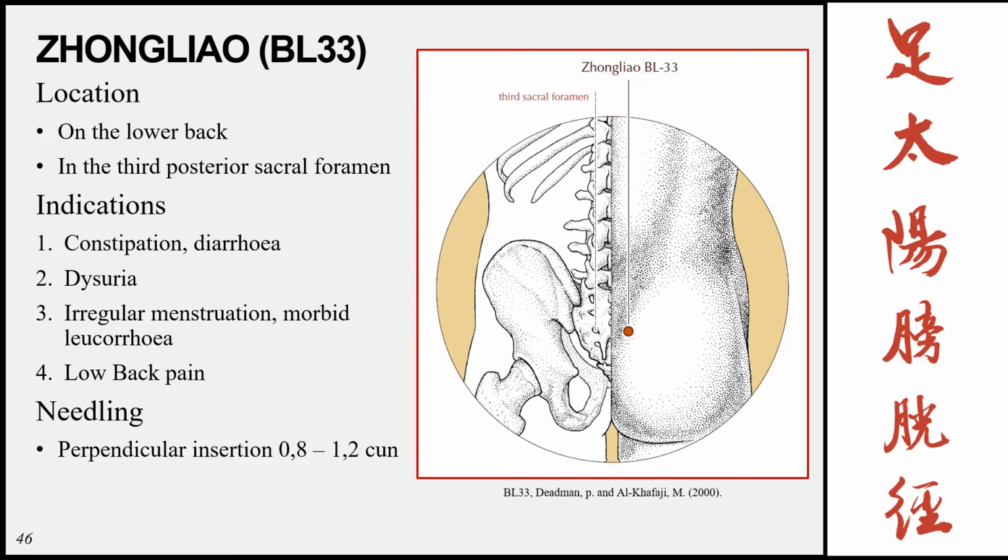And next is ZHONGLIAO. This point is known as bladder 33. It's on the back and it's now in the third posterior sacral foramen. So this point is used for things such as constipation, diarrhea, dysuria, irregular menstruation, morbid leukorrhea, and then from its location, lower back pain. Insertion, exactly the same, 0.8 to 1.2 tsun perpendicular insertion.